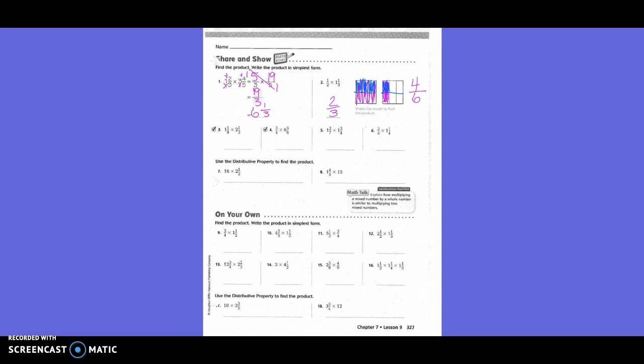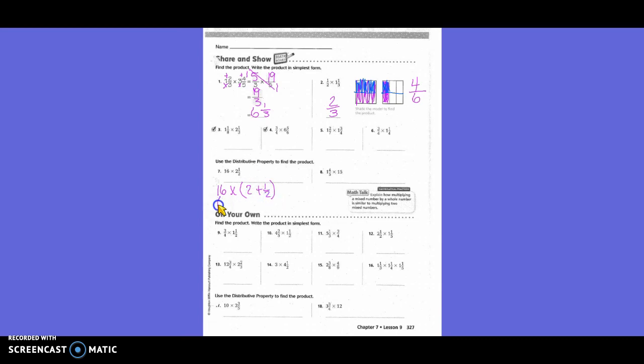Use the distributive property to find the product. So they want us to do 16 times 2 1/2. So we learned with distributive property, you do what to one of the numbers? You pull it apart, right? Okay. So we're going to have 16 times parentheses. What am I going to put in my parentheses? 2 plus 1/2.